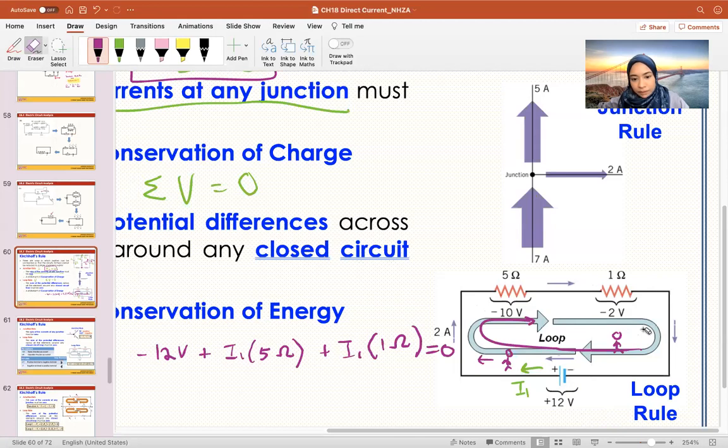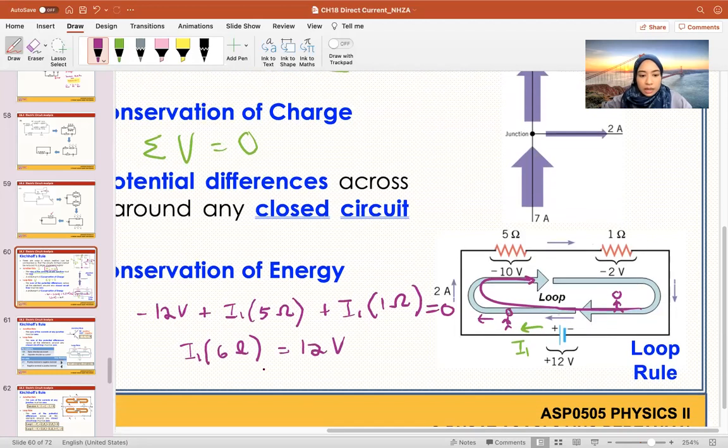So can we solve it? Let's try to solve it. This is a simple equation. So this is I1 times 5 ohm plus 6 ohm. This is going to be I1 times 6 ohm. And I'm going to bring the 12 volt to the other side, so this becomes 12 volts. So I1 is basically 2 ampere. Okay, so we got it. It's an easy circuit anyways.